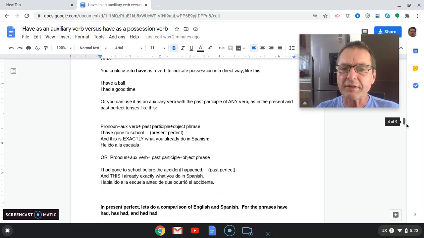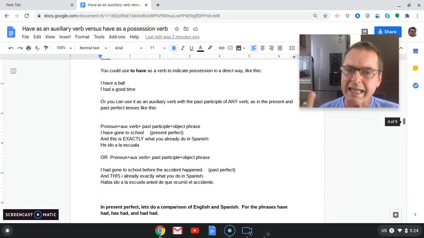Now, don't let this grammar terminology confuse you, because you already speak this way in Spanish. Pronoun plus auxiliary verb plus past participle plus object phrase. I have gone to school. I, pronoun, have, auxiliary verb, gone, past participle, to school, object phrase. And you do it in the exact same order in Spanish. Yo he ido a la escuela. Yo, pronoun, he, auxiliary verb, ido, past participle, a la escuela, object phrase. It's the same.